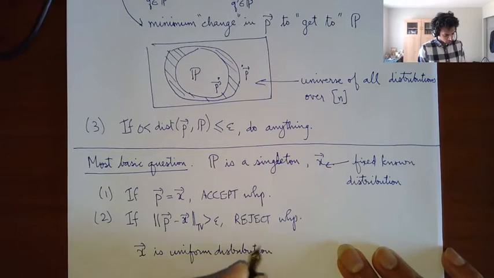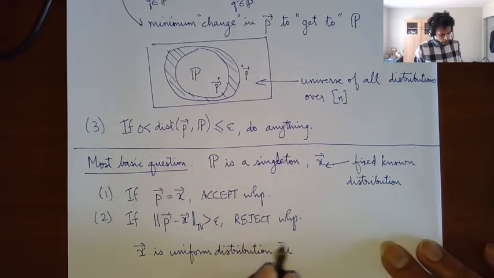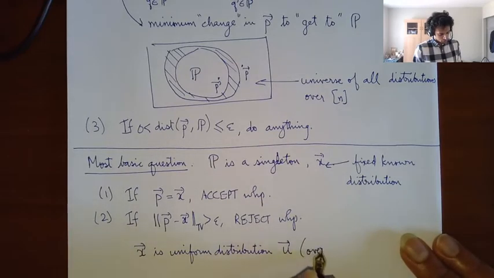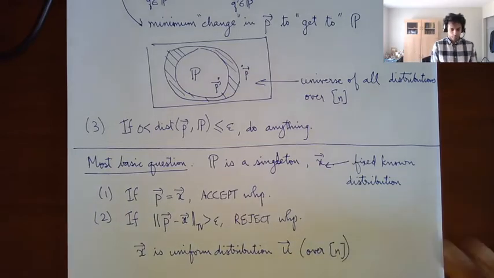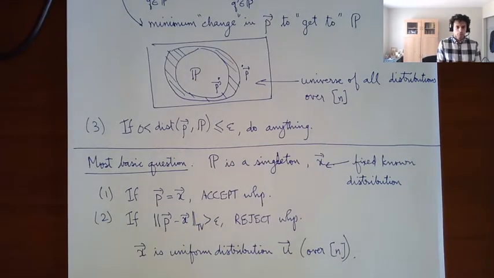Right? And actually, even more basic than this basic question is that X is the uniform distribution, which I'll call U. So this is the basic question that we're going to study, which just by itself is quite interesting.